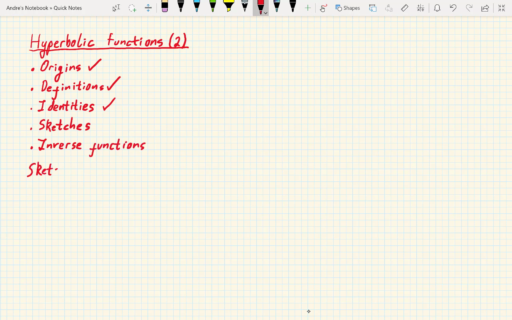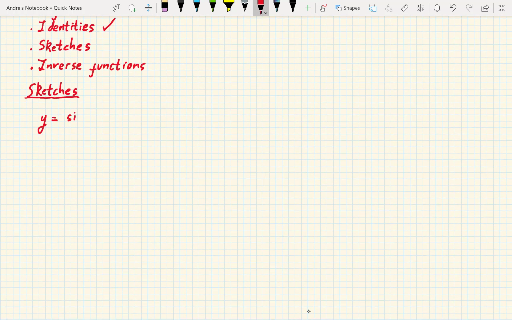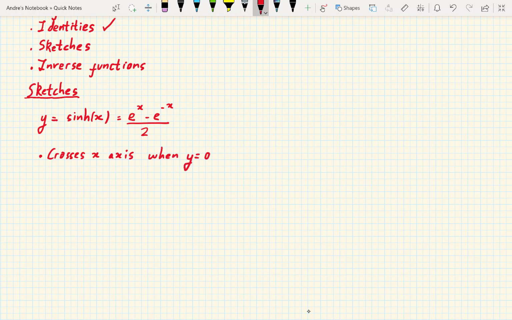Let's start by sketching sinh x. We'll define y equals sinh x, which is equal by definition to (e to the x minus e to the minus x) on 2. This curve crosses the x-axis when y equals 0, i.e. 0 equals (e to the x minus e to the minus x) on 2. Multiplying both sides by 2 and e to the x and rearranging gives e to the 2x equals 1, i.e. x equals 0.